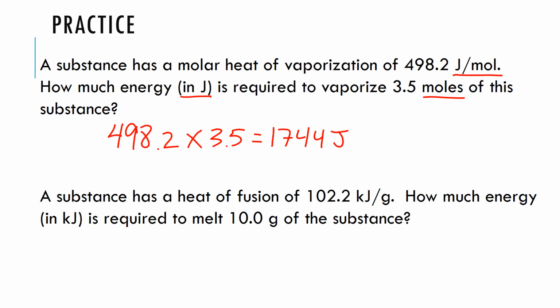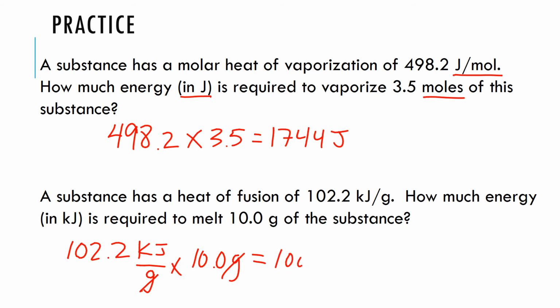All right, so the next one says a substance has a heat of fusion of 102.2 kilojoules per gram. How much energy in kilojoules is required to melt 10 grams of the substance? So again, all we have to do is multiply the two numbers together. So if I take 102.2 kilojoules per gram and multiply by 10.0 grams, the units of grams cancel, we'll be left with kilojoules, and we get 1,022 kilojoules.